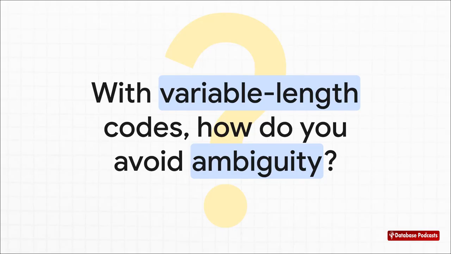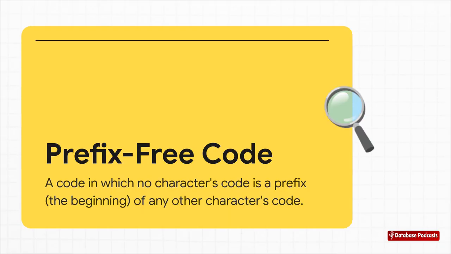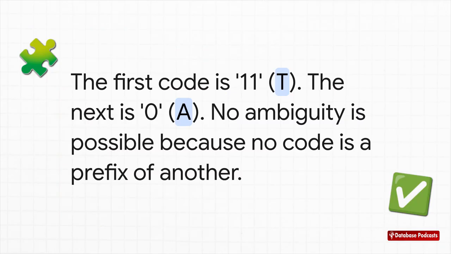Okay, that makes sense for saving space. But if the codes all have different lengths, how can you read a long string of bits without getting completely confused? How do you avoid any ambiguity? The solution is just so elegant. We use what's called a prefix-free code. So the crucial point here is that no character's code is the beginning of any other character's code. Once you've read a valid code, you know for sure that a character is ended. There's no guesswork. And this illustrates it perfectly.